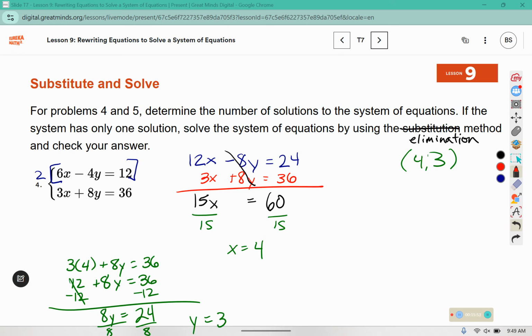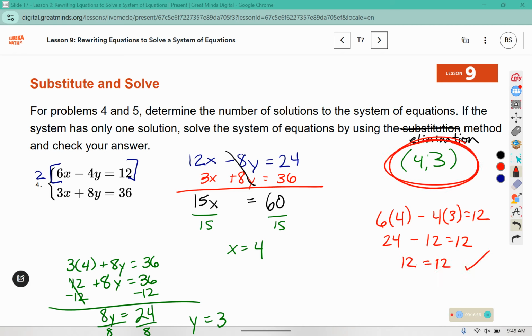And we also need to check to make sure that we have it correct. So using the other equation, 6 times 4 is 24. 4 times 3 is 12. 24 minus 12 is 12. So yes, this is the solution.